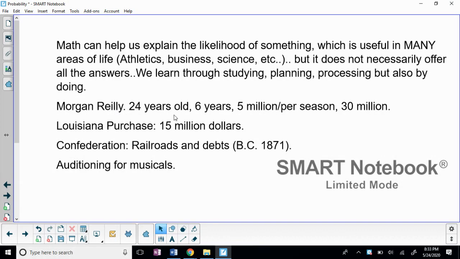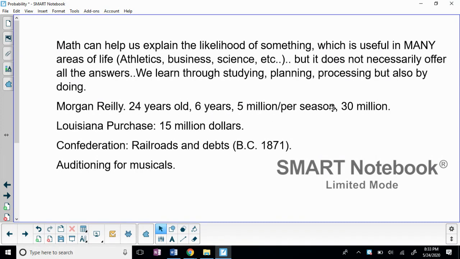Their defenseman, Morgan Rielly, when he was 24 years old, they gave him a 6-year, $5 million per season, $30 million contract. And a lot of people said, oh, wow, that's too high. Mr. Griffin, what, Toronto's spending all their money on this one player. He's too young. It's too long a term. He doesn't deserve all this money.